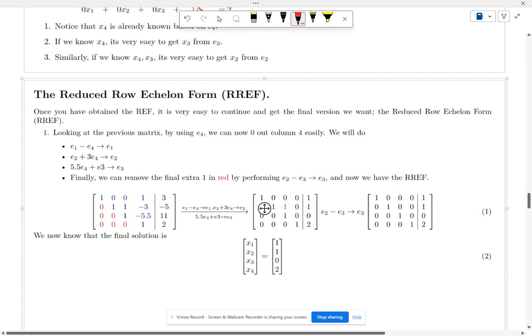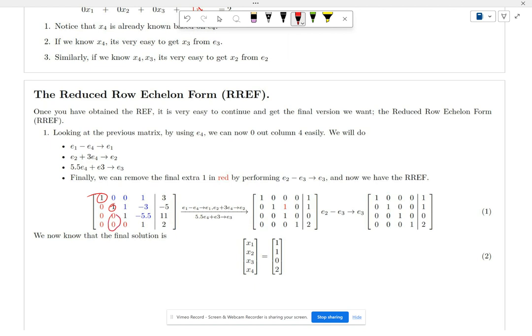Remember the way we went about it: we got a one here, and then we can zero everything out here, and then we got a one here, and then we can zero everything out here, and then we got a one here. We can zero everything out here, and then it's pretty easy to get a one here. Okay. So once you have reached the row echelon form, you can now go backwards.